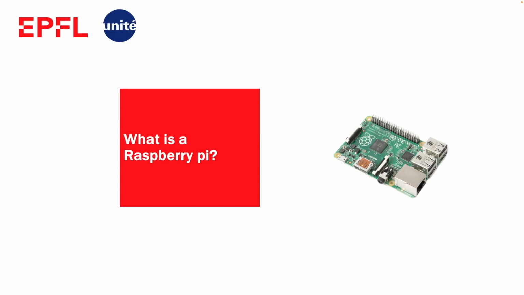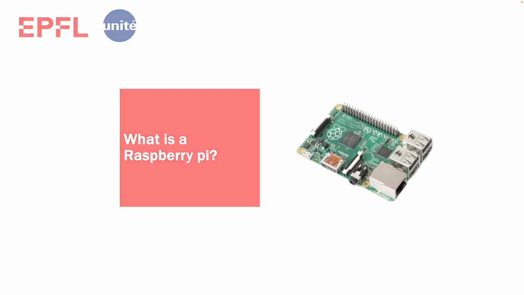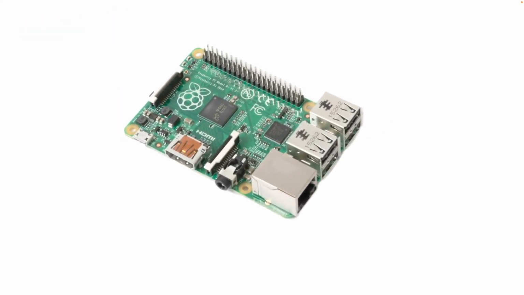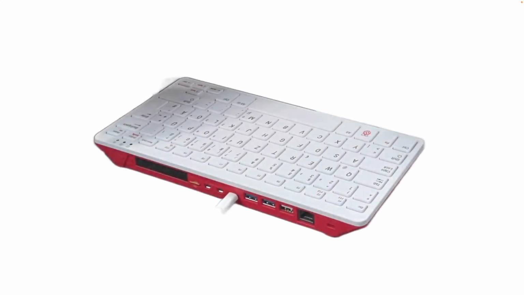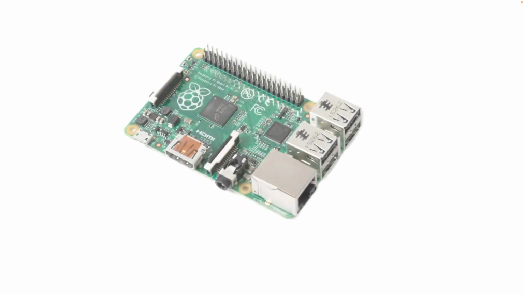What is a Raspberry Pi? This little device is a Raspberry Pi, but what is it exactly, and what can you do with it? By the way, this is also a Raspberry Pi. This is a model that integrates a keyboard. This model integrates the same functionality as the previous one. However, it is currently a bit more expensive. This is why we will focus on this model.